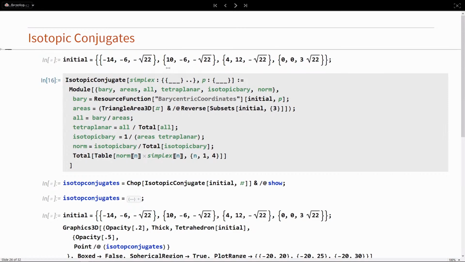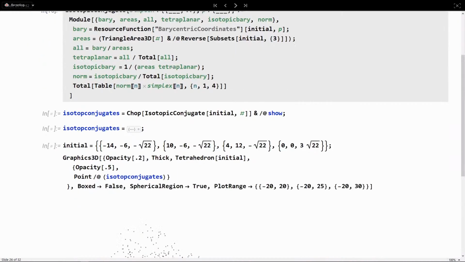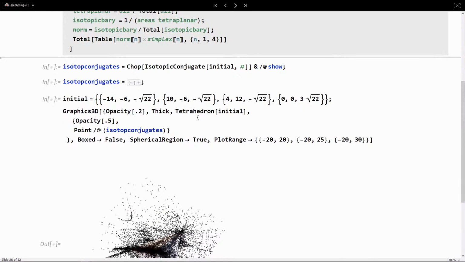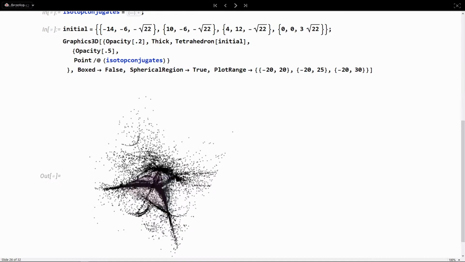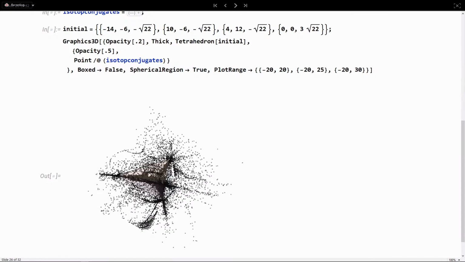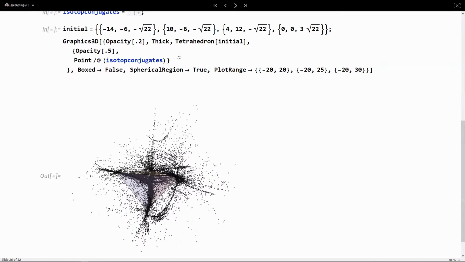We can also look at isotomic conjugates, which are basically reflections of the median. And here's a code for it. Here's a whole bunch of isotomic conjugate points based on the original 50,000 that I showed. And again, we're getting these strange curves. And again, none of them happen to align with the original points or the isogonal conjugates.